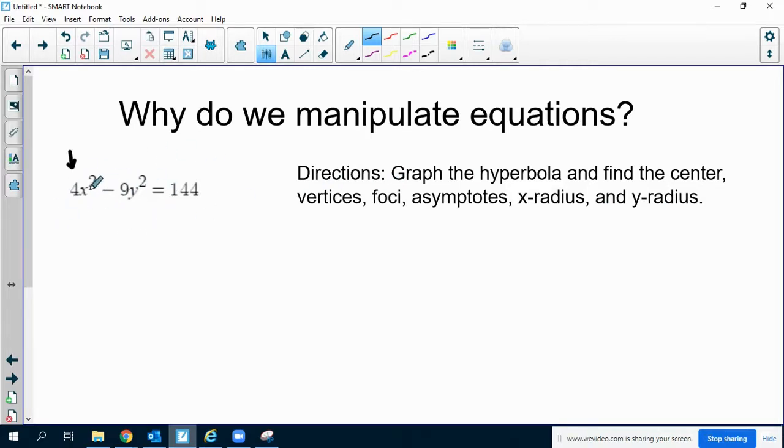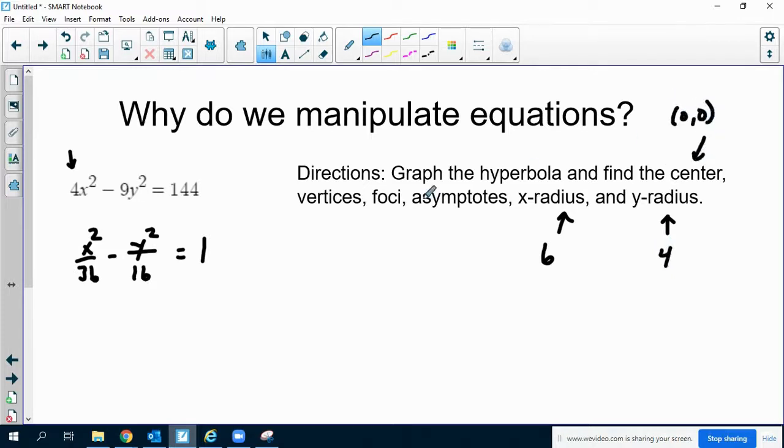We could do some of that from this equation, but it's a whole lot easier to find all of these things by dividing through by 144 and getting x squared over 36 minus y squared over 16 equals 1. Because we know that the x radius would then be 6, the y radius would then be 4. We know that the center is (0, 0), but we kind of knew that already because we didn't have to complete the square. We know that the vertices, since the x is positive, would be at (6, 0) and (-6, 0).